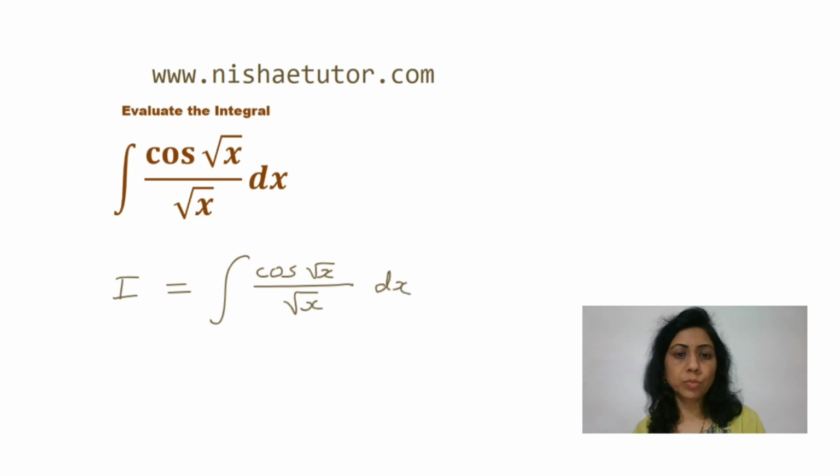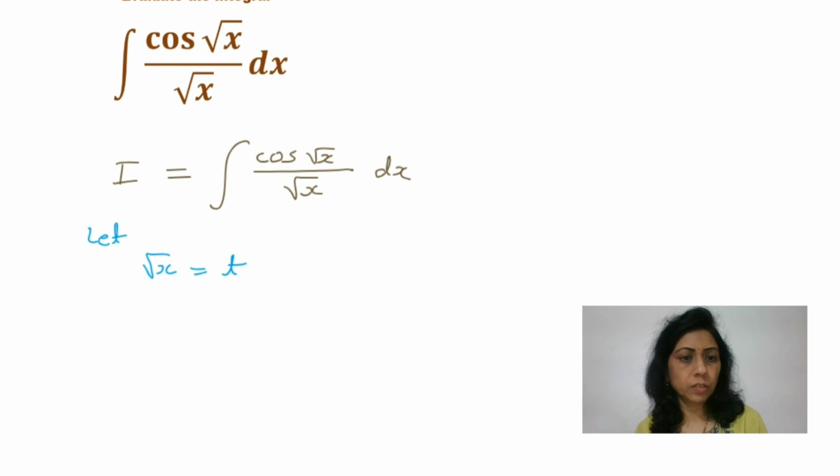Here we will use the substitution property. Let square root x be equal to t. Now differentiate both sides. So this is x to the power 1 upon 2, so 1 upon 2 x to the power 1 upon 2 minus 1, so minus 1 upon 2 power dx is equal to dt.